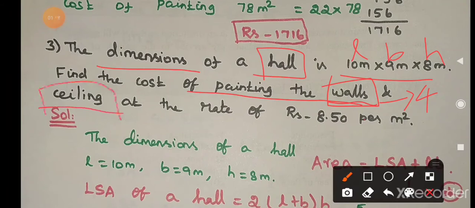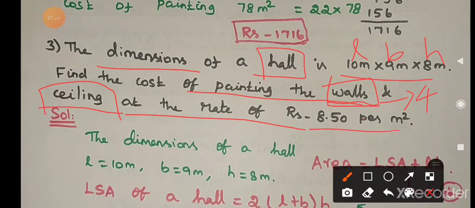Usually we don't need to paint the floor, no? We are putting the tiles or anything else, granite and so on. So we have to paint the walls and ceiling at the rate of rupees 850 per meter square. Okay.